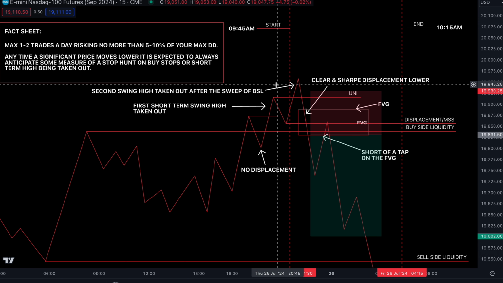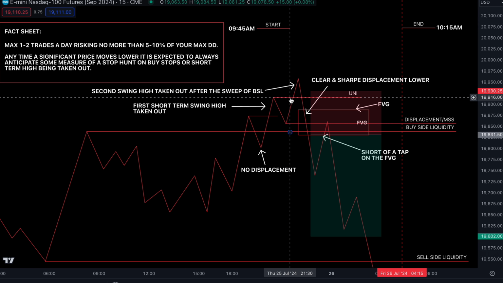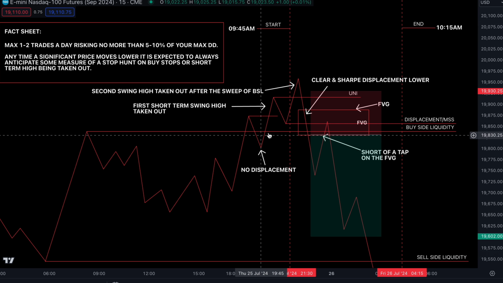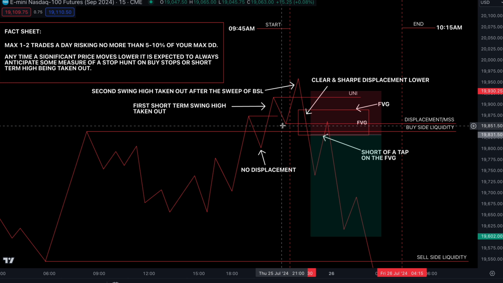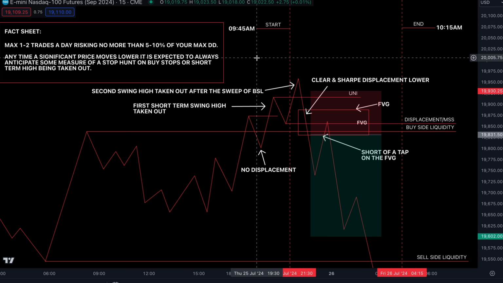So I've made a quick breakdown example explaining what the unicorn model is, and a similar trade example, well, a model which I've made up here of what actually happened today, which was Thursday the 25th of July. I've also created a quick fact sheet which is very important for you to follow in order to be profitable with trading ICT concepts.